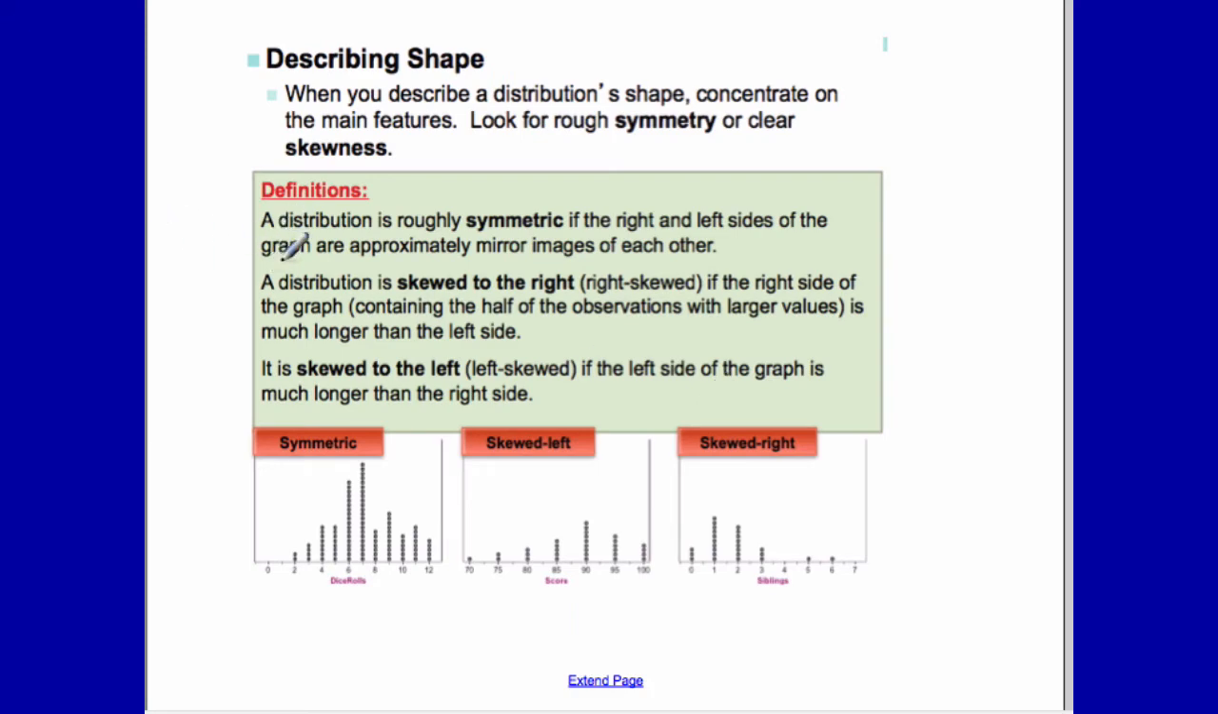Here's a couple more examples. A distribution is roughly symmetric when we're describing a shape. We can talk about symmetry or clear skewness. A distribution is roughly symmetric if the right and left sides of the graph are approximately mirror images of each other. I think we all remember symmetry from geometry. It's the same on both sides.